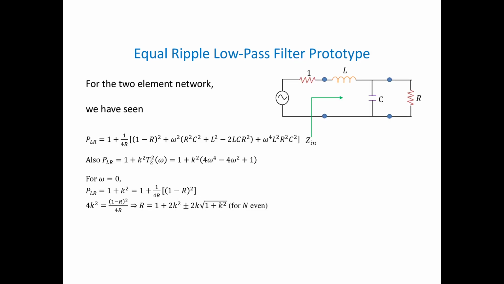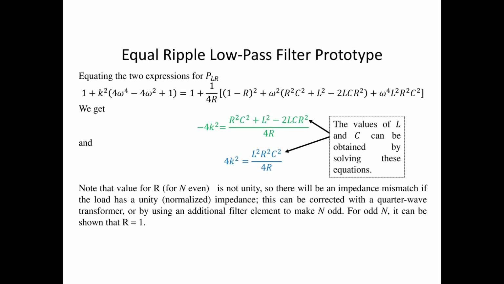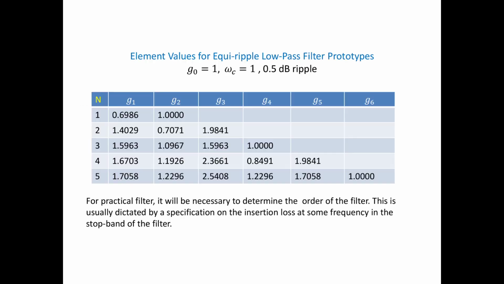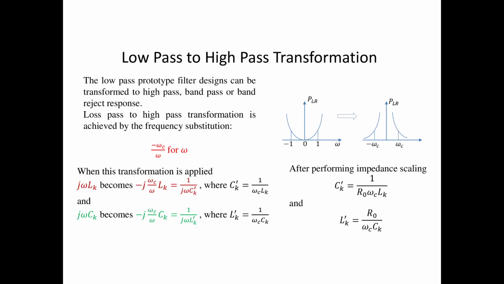So the equal-ripple low pass filter prototype has two elements. So this PLR can be computed: 1 + k², that is 1 + (1/4r)(1 − r)². So 4k² is (1 − r)²/4r. So r is equal to 1 + 2k² + 2k√(1 + k²). So you can determine the values of the equal-ripple low pass filter prototype. So we can determine the order of the filter. This is dictated by the insertion loss.